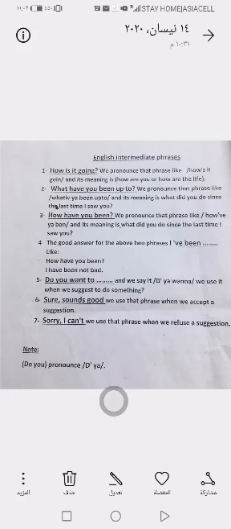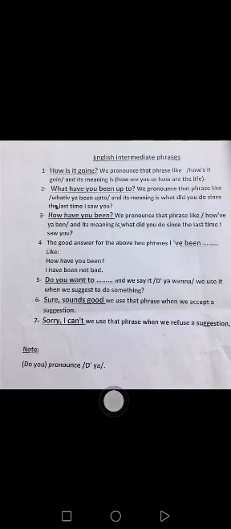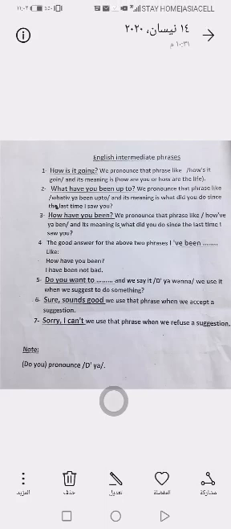Number five, do you want to? I can pronounce this phrase "dyawanna." We use it when we suggest doing something. Okay? Suggest doing something like, do you want to go to the cinema?